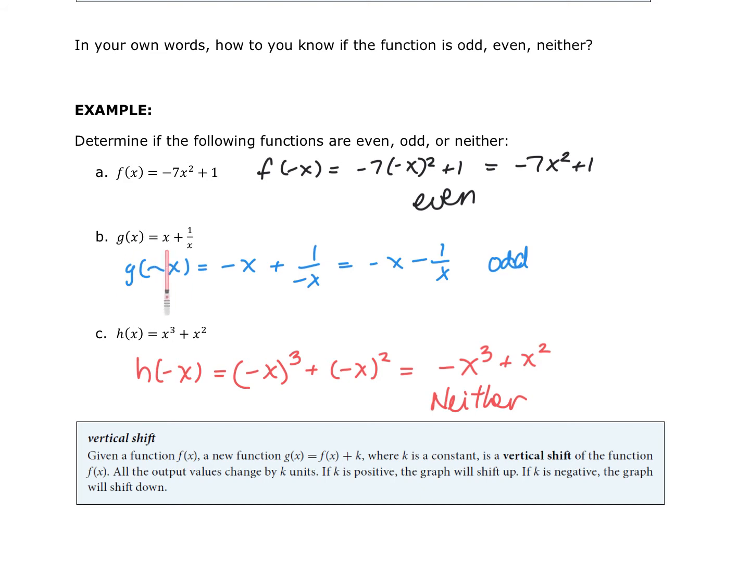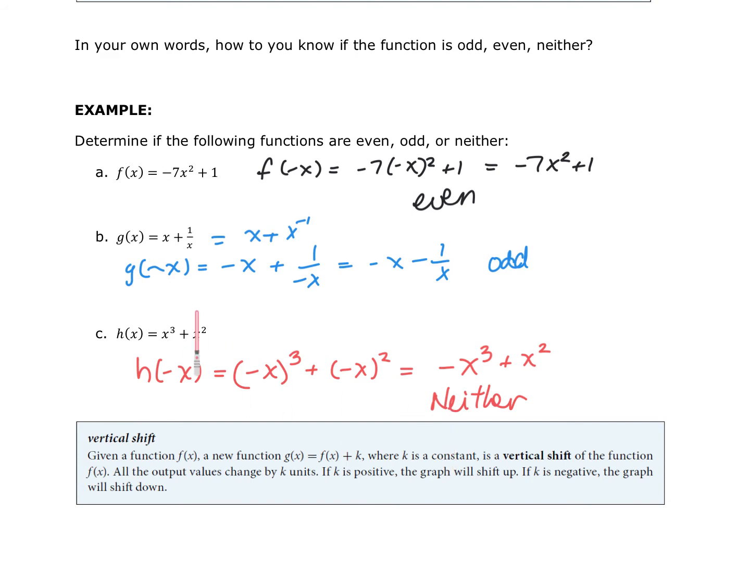On this one, now this one's a little different because it is x, which is a power of 1, plus 1 over x. Well, that's the same thing as x plus x raised to the negative 1. So you could almost say, well, this has an odd power and this one has a negative odd power, so I knew it was going to be odd. If we take a look at this one, this is a power of 3, this is a power of 2, well, then we know this is a mix, so it has to be neither.